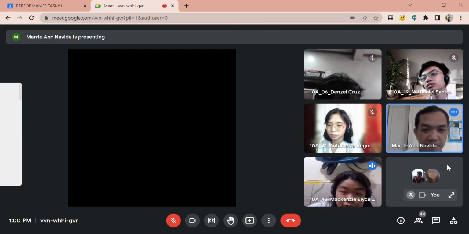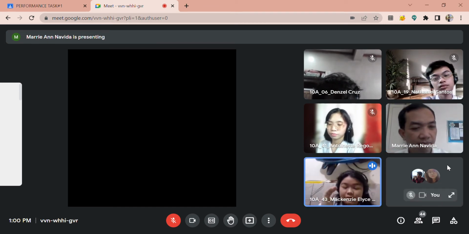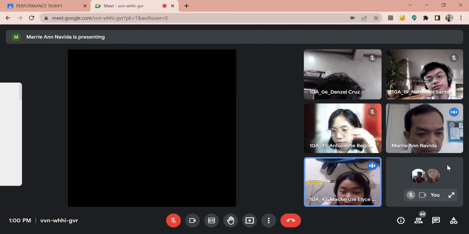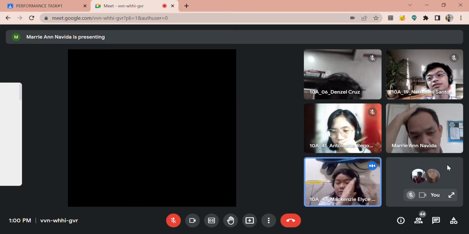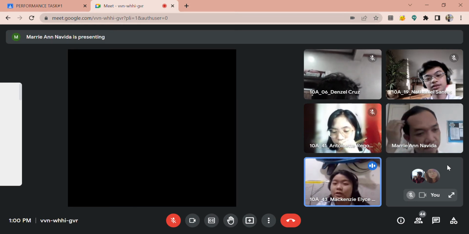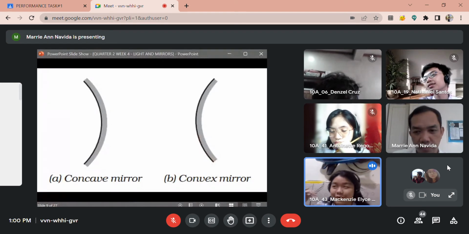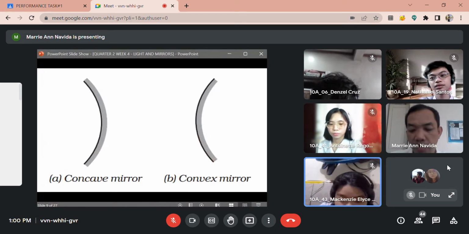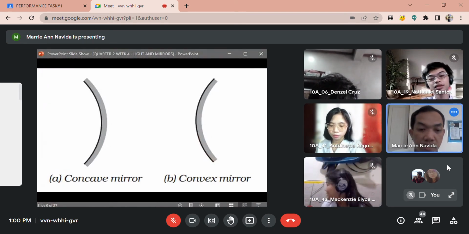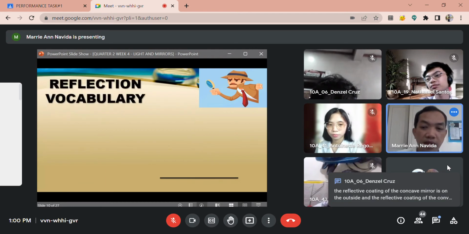Based on the shape, concave looks like it's directing away from the light source, so it's like this. And then the convex is like this, which is directly at the light source. Just pretend the light source is coming from the right. Okay.